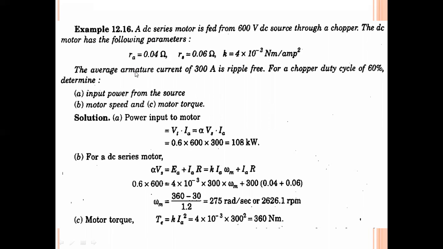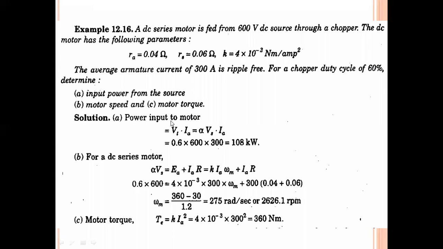Remember this. The average armature current is 300 amperes, which is ripple free. So the armature current is 300 amperes. And the chopper duty cycle is 60%. Duty cycle D is 60%. Now, what we need to calculate? Input power, motor speed, and motor torque. So we have to calculate the input power, and we have to calculate the motor speed and motor torque.